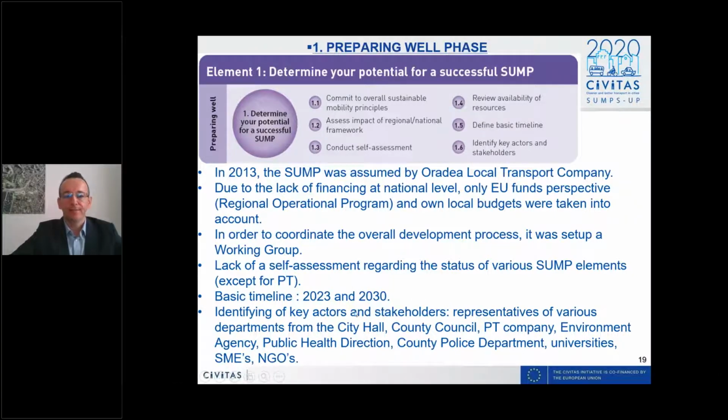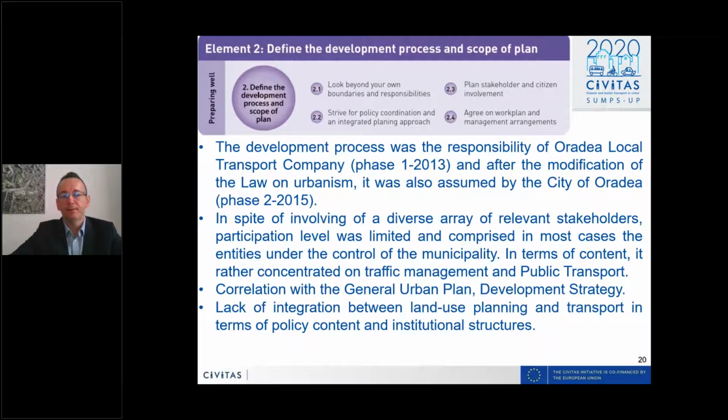We have identified the key actors and stakeholders, so representatives from various departments from the City Hall, County Council, Public Transport Company, Environment Agency, Public Health Direction, County Police Department, universities, SMEs, NGOs. The development process was the responsibility of Oradea Local Transport Company, as I previously mentioned. But after the modification of the law on urbanism in 2015 and 2016, this strategic document, the SUMP, was also assumed by the city of Oradea.